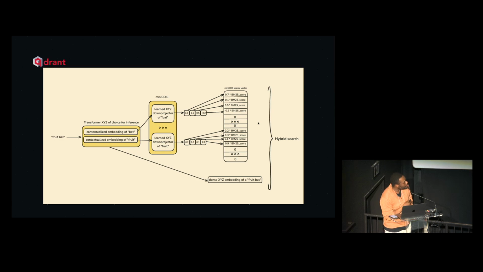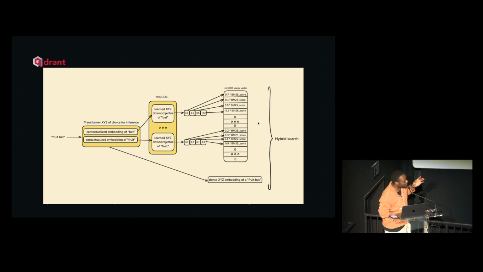As I mentioned earlier, how the heck do you find the average between fruit and bat? Well, you've got the transformer of your choice, right? You can plug it in here. So in our examples, we were using mixed bread, but you could use whatever inference model you want to use. And then we're going to get the contextualized embedding of bat, and we're going to get the contextualized embedding of fruit. So now we're going to take those projections and almost kind of lay them down, if you will, so that we can have that data that we have here.